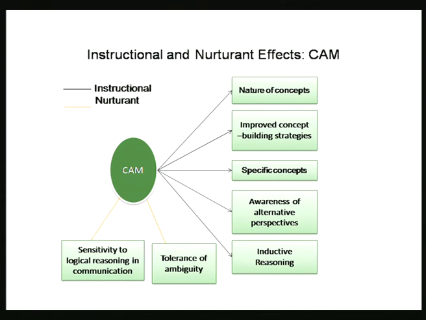When we come to the nurturant effects, they are sensitivity to logical reasoning in communication and tolerance of ambiguity. So in this session, we have seen how the concept attainment model works. This model is mainly used; the reception model can be used in the primary classes, whereas selection and unorganized can be used at the secondary stage. So in this session, I suppose that all of you have understood the meaning of the concept attainment model and how it works, the implementation or procedure, the syntax of the concept attainment model, especially the reception model.